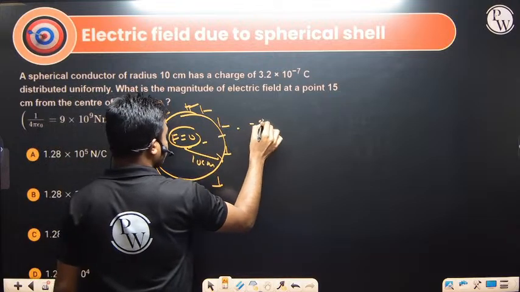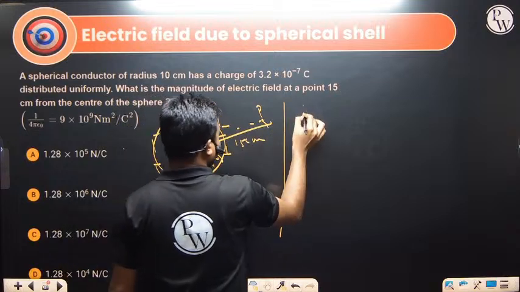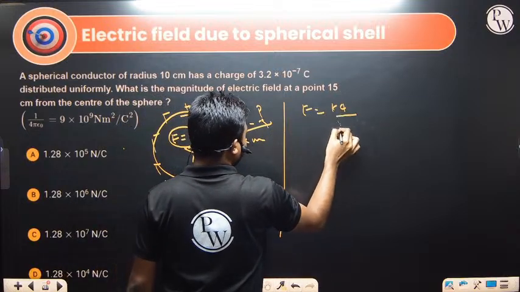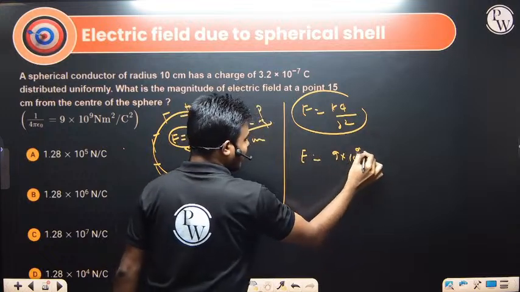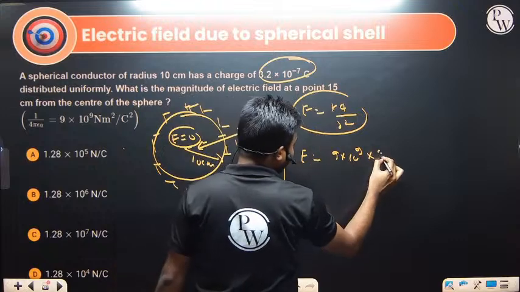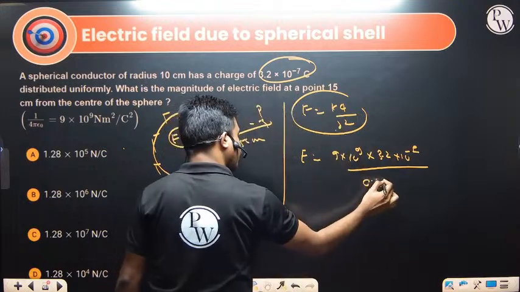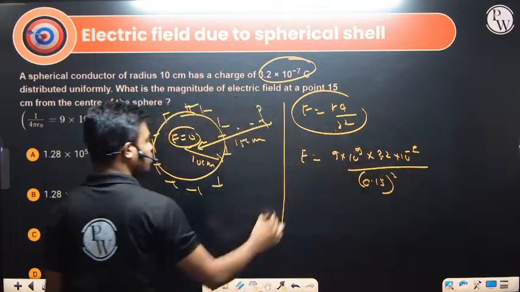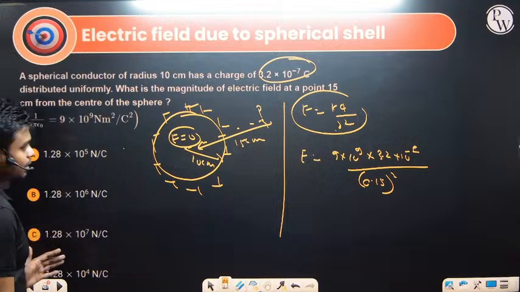We have to find the electric field at that particular point, whose distance from here is 15 cm. So what is the electric field value? E is equal to KQ divided by r squared. K is 9 into 10 to the power 9, and the charge is 3.2 into 10 to the power minus 7, divided by the distance squared. What is the distance? 0.15 squared, so this is 2.25, and this is divided by 4. 3.2 into 4, we are getting 1.28. All the options are here, 1.28.